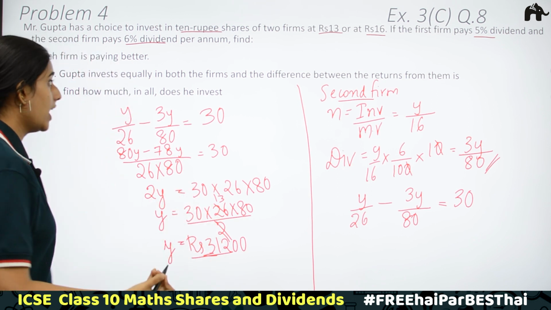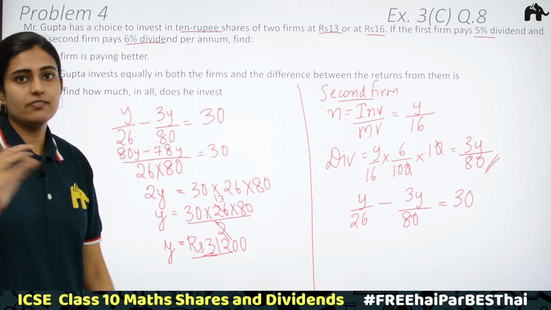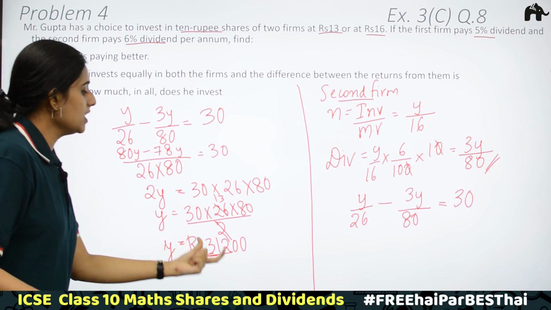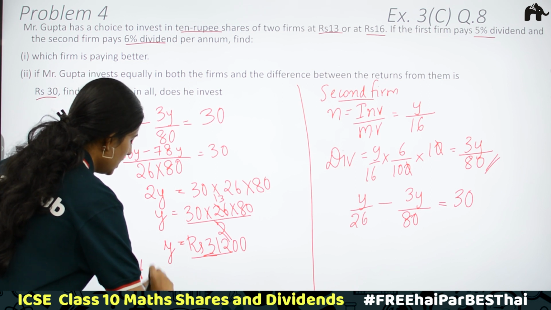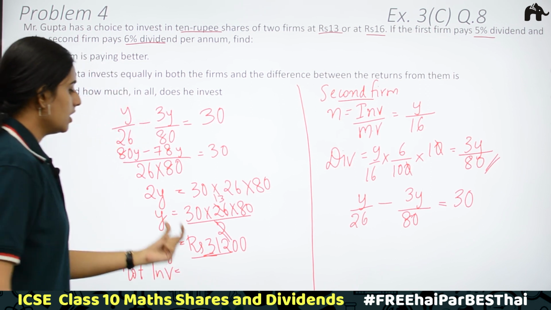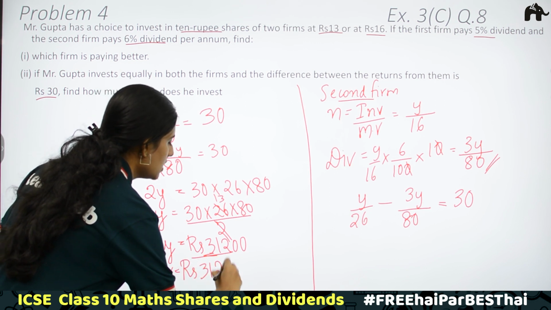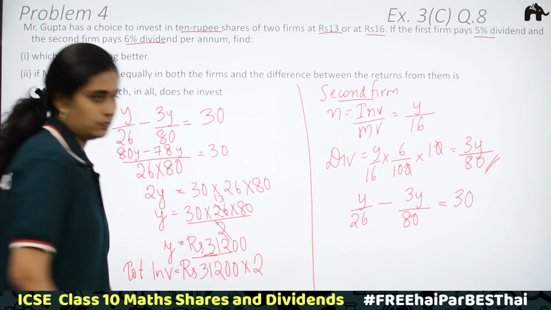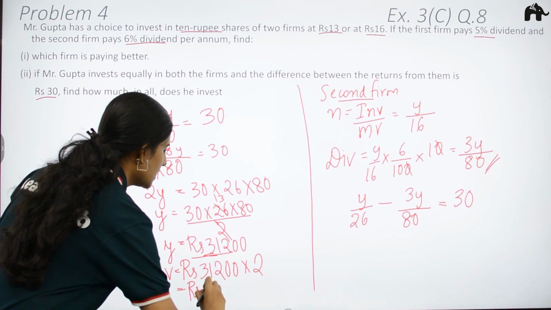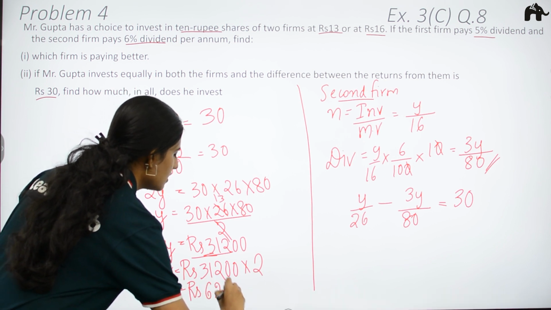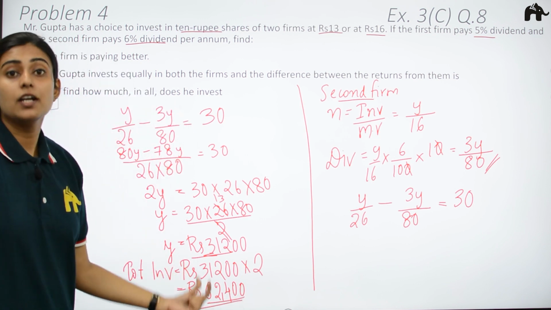Okay. We need to find his total investment. Find how much in all does he invest. He is investing in two firms. In each firm, he is investing 31,200, which means total investment is equal to rupees 31,200 into 2. Yes. What is the final answer? You will be getting rupees 62,400. This is your final answer. This is his total investment.